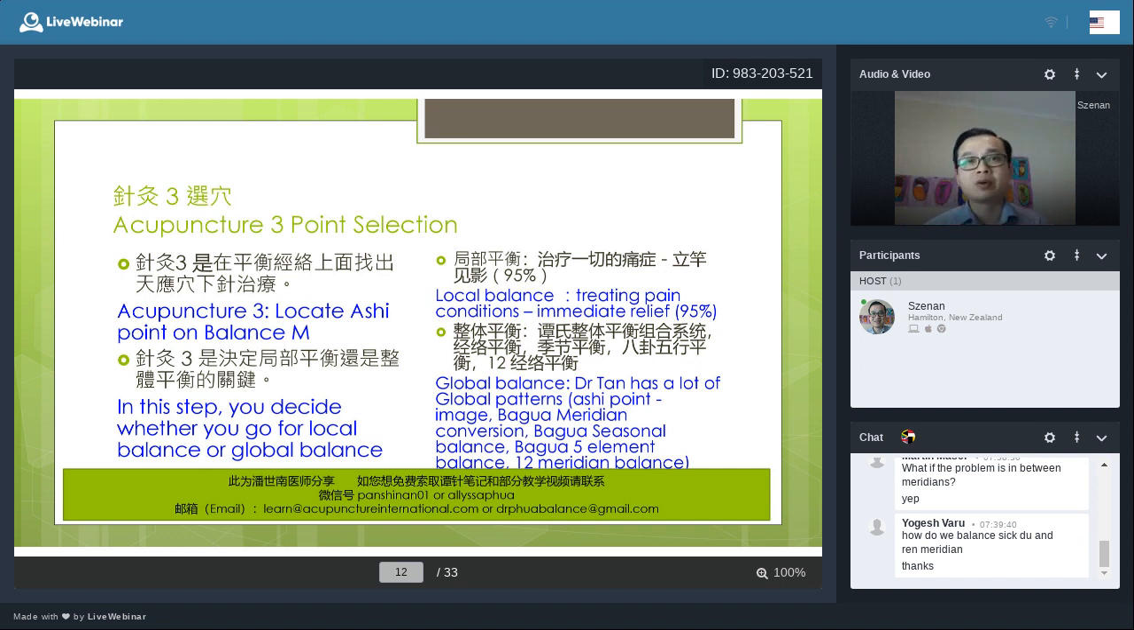Now, the most difficult part for you to understand, when you're in practice, most people find it difficult to find the point. It's very difficult to see how the holographic theory applies here. So I'm going to spend most of the time on acupuncture 3, selecting the point. So acupuncture 3, locate the RC point.